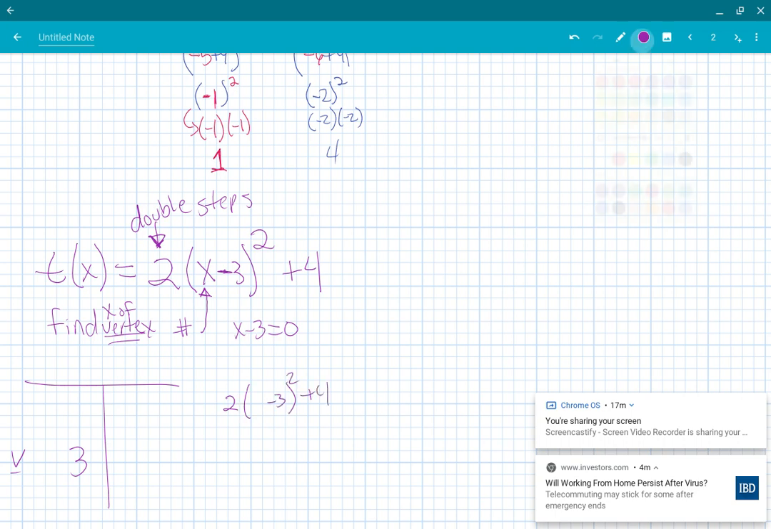All right. So we're going to replace x with the number 3, and we're doing that on purpose, right? Because this is going to become 2 times 0 squared plus 4. What's 0 squared? 0. What's 2 times 0?